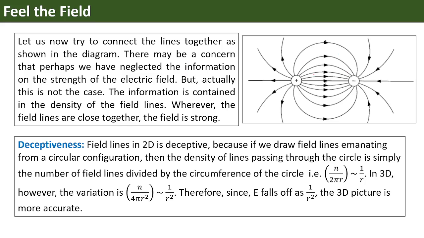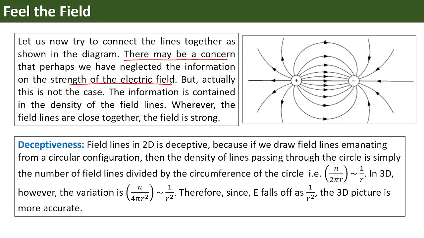But while doing so, there may be a concern that perhaps we have neglected the information on the strength of the electric field. Because in the previous picture that I have shown, the vector diagram was made for the electric field to represent a charge, and as we went away from the charge, we decreased the length of the vector, which means that the field has decreased as 1 upon r square or so at large distances. But in this case, there is no such thing. Lines are continuous lines and they have started from one charge and gone into the other charge.